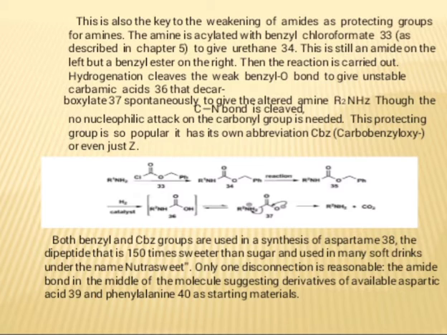The amine is acylated with benzyl chloroformate 33, as described in chapter 5, to give urethane 34. This is still an amide on the left, but a benzyl ester on the right. Then the reaction is carried out. Hydrogenation cleaves the weak benzyl C-O bond to give unstable carbamic acids 36 that decarboxylate 37 spontaneously to give the unprotected amine R2NH, though the C-N bond is not cleaved. No nucleophilic attack on the carbonyl group is needed. This protecting group is so popular it has its own abbreviation, CBZ, carbobenzyloxy, or even just Z.